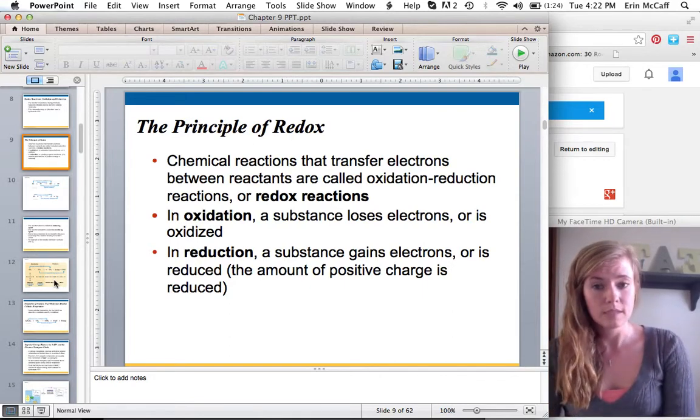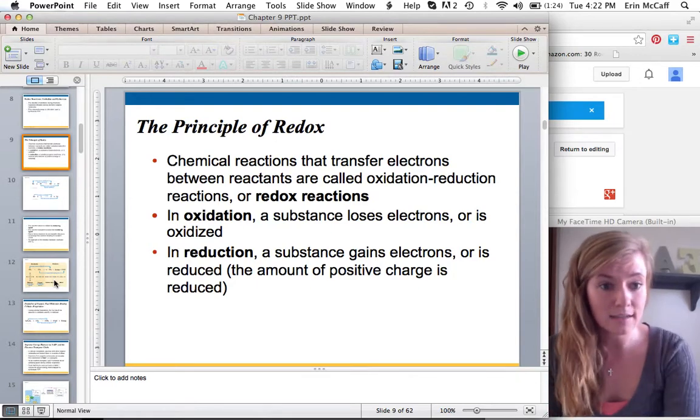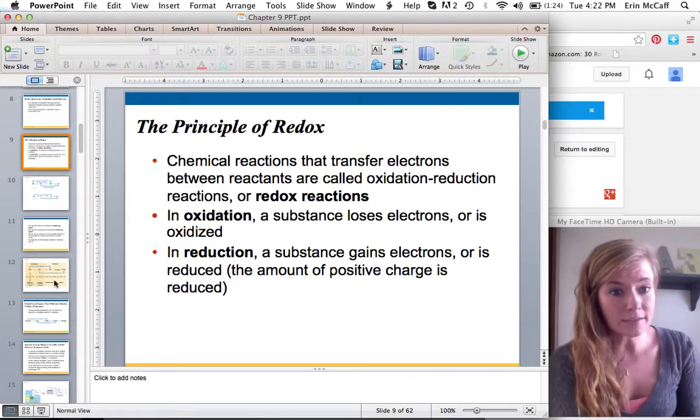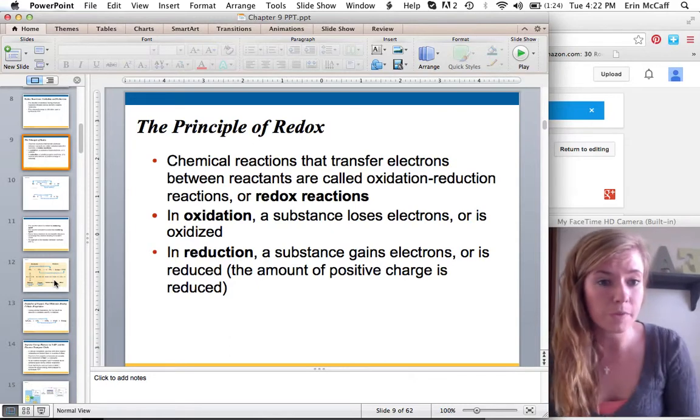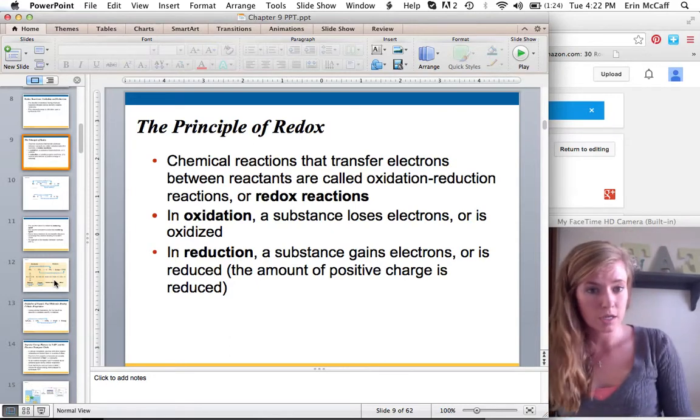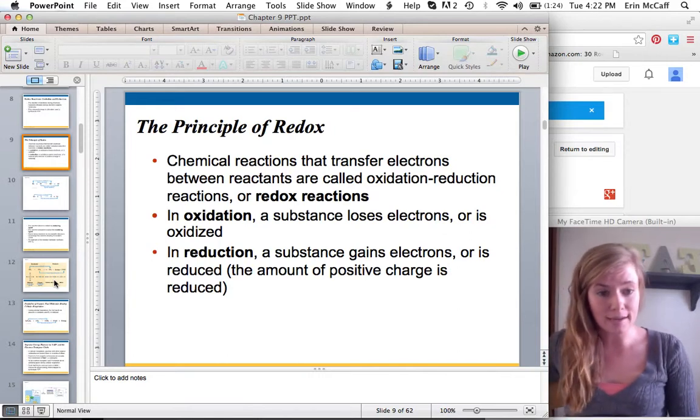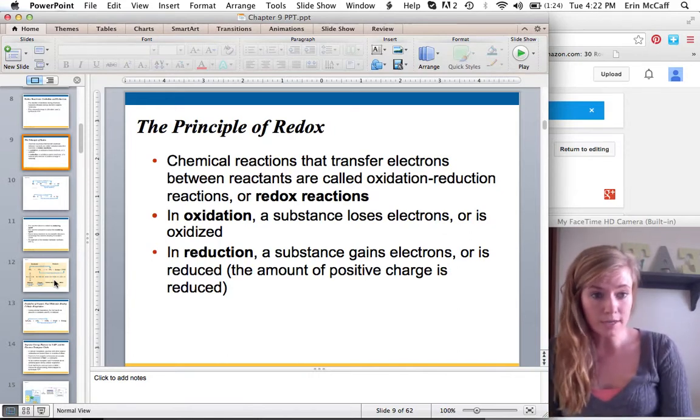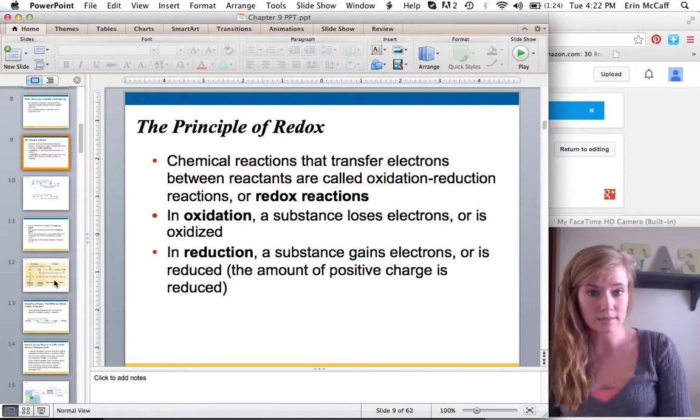I'm going to start with reduction. In reduction, something is gaining electrons. Remember that electrons are negative, so you're becoming more negative. You're being reduced. So you are reduced if you are gaining electrons. If you are giving up electrons, you are becoming oxidized. So oxidation is a loss of electrons.